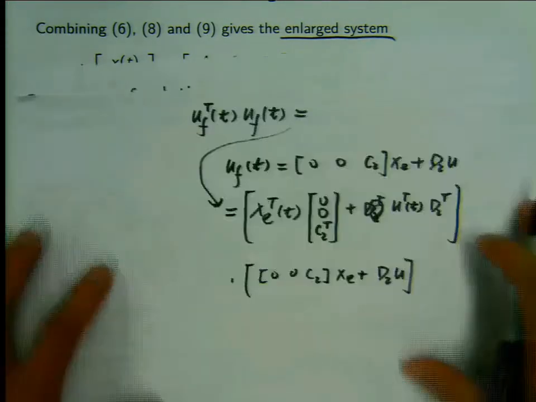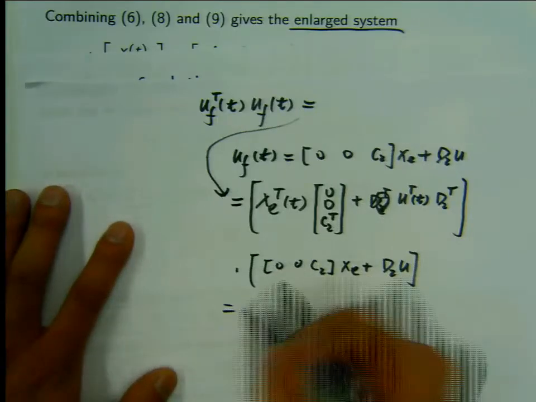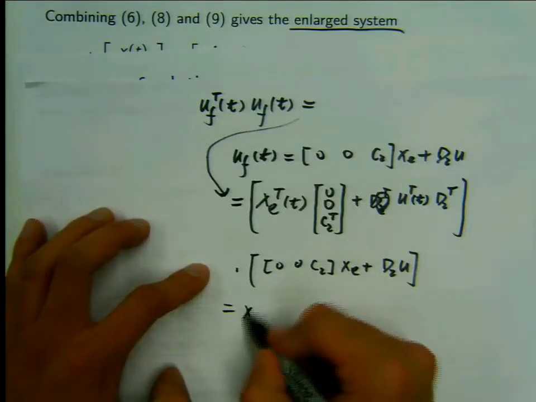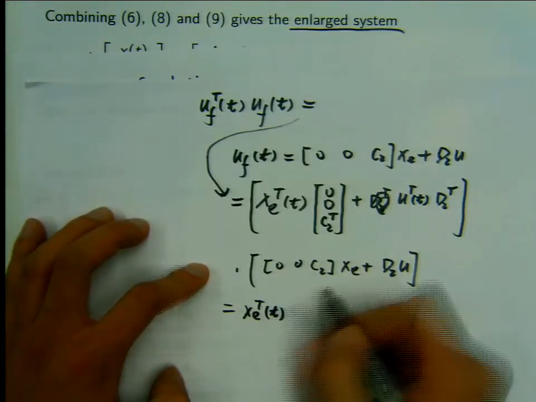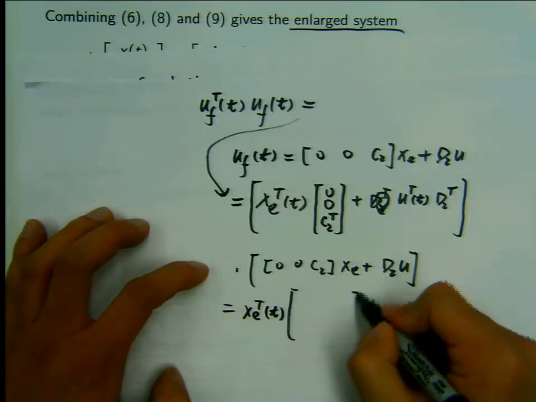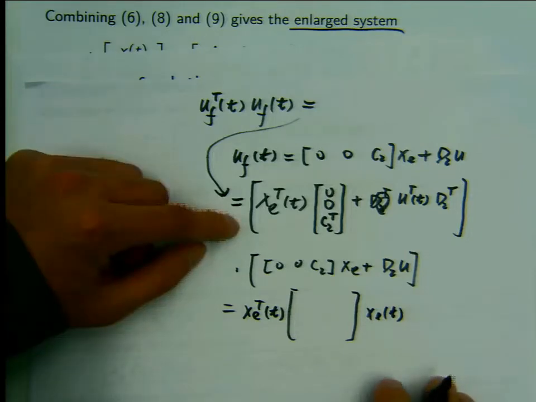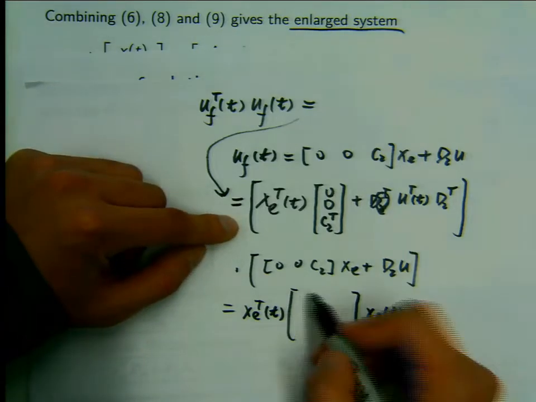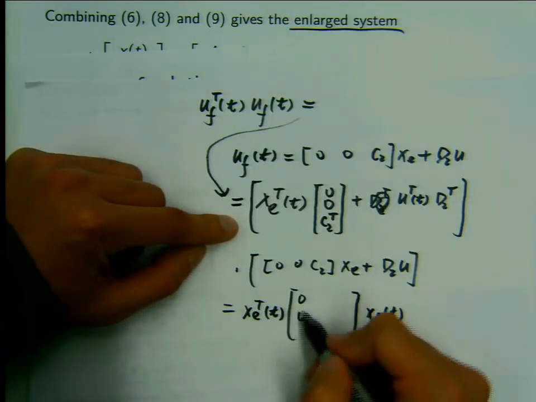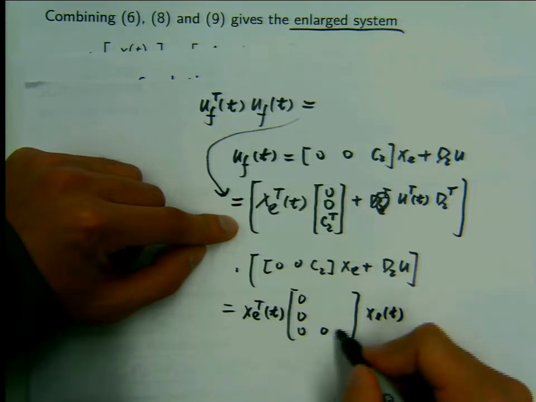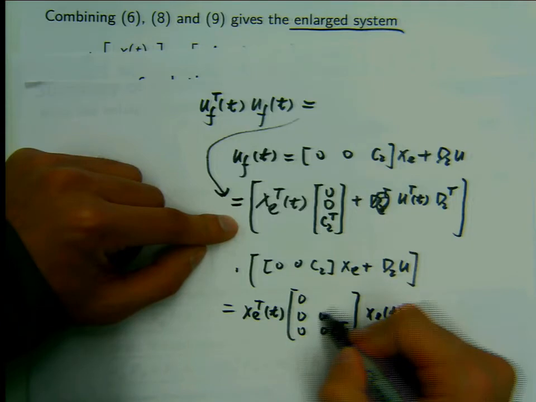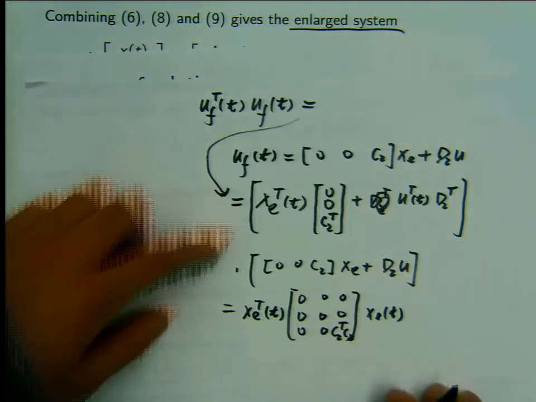Okay. Now, let's expand this. I'm going to get xe transpose, then I'm going to have a quadratic term about xe. What are the matrix dimensions here? I'm going to get 0, 0, 0, 0, C2 transpose C2. And then all the other terms are 0.